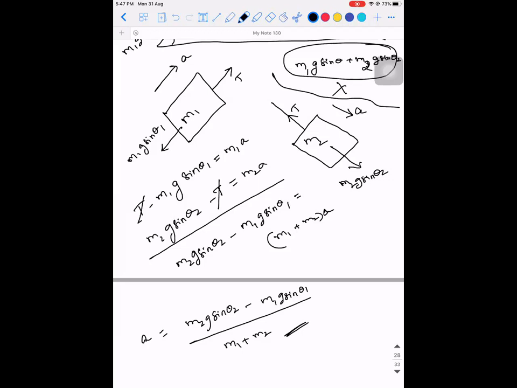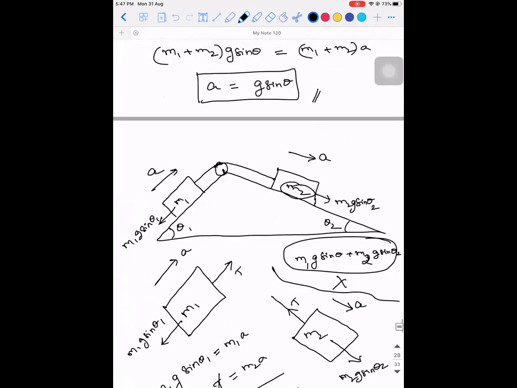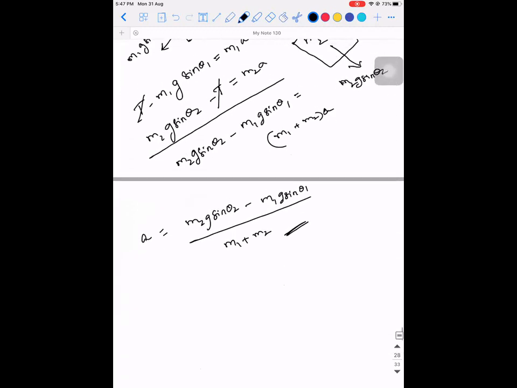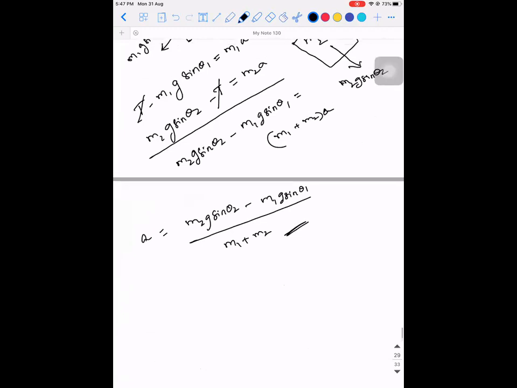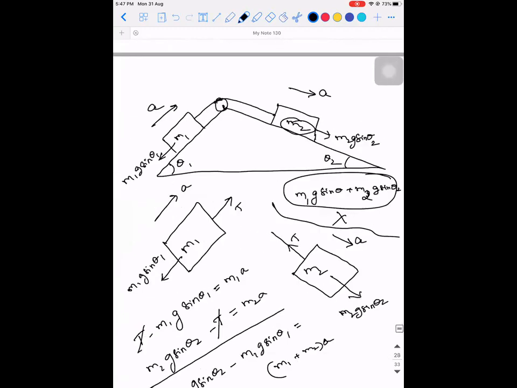Okay. So these are all the types of problems that they will ask you in the case of block. Sir, this is applicable when M2 block is greater than M1 block, no, sir? Yeah, it is. That's the reason. It is not because M2 block is having greater mass. It is because M2g sine theta 2 is greater than M1g sine theta 1.